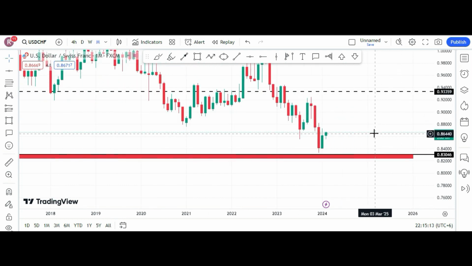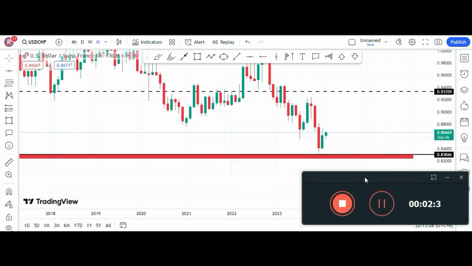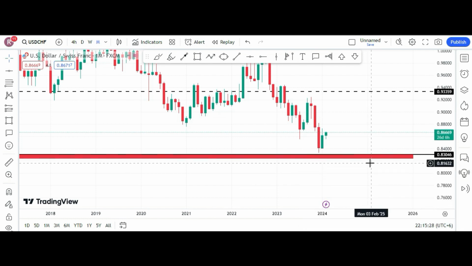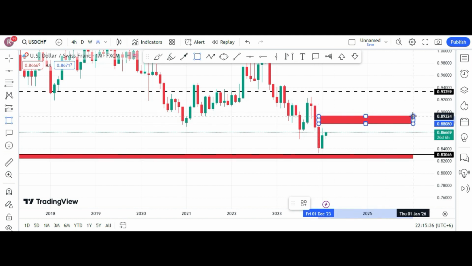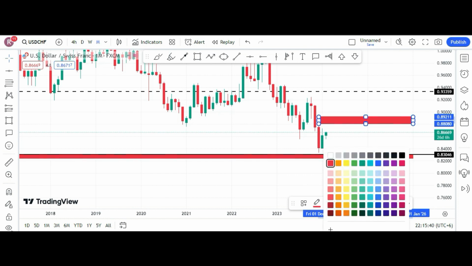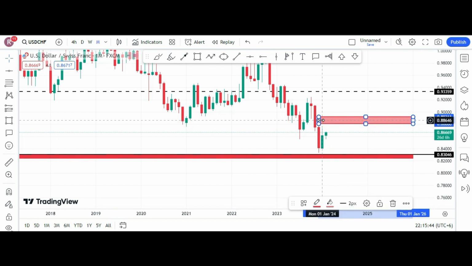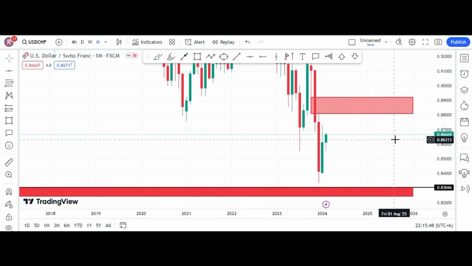Okay, guys, now we need to find the other imbalance, and what I can see, the immediate imbalance on the monthly, is here. This is the area. Hold on guys, I need to reduce it, it is too much. This is the area we have. Let me increase the size so we can understand.